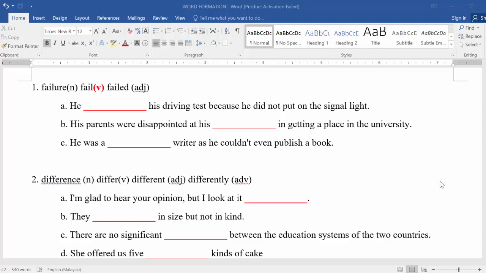So while you're watching the video later, please mark your answer with a red pen. Okay, if your answer is wrong, please write down the correct answer and highlight the keywords. Okay, we'll start with number 1.